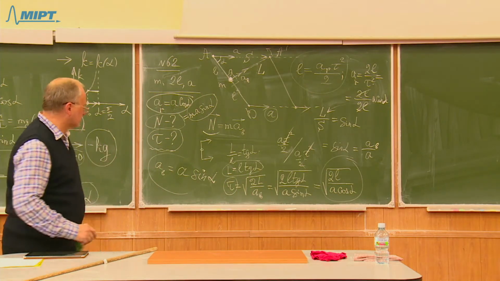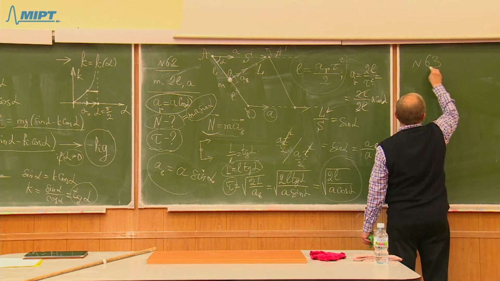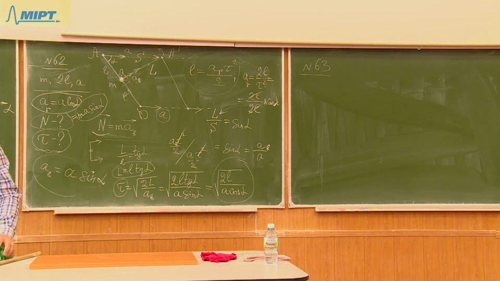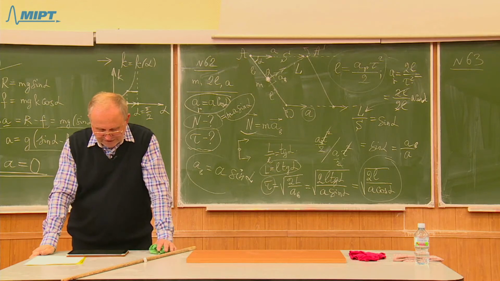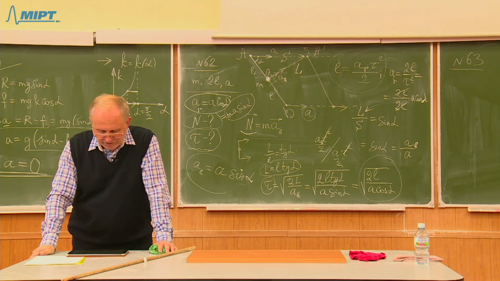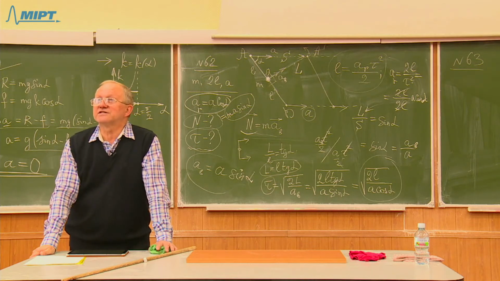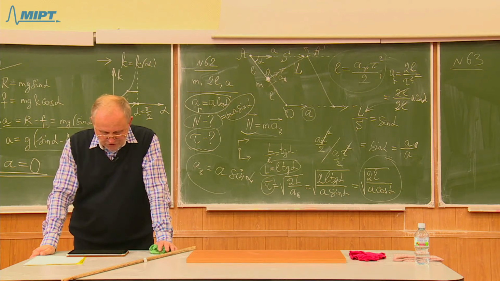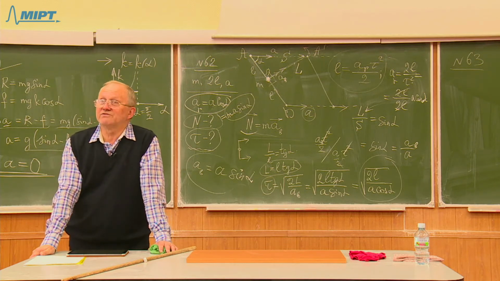Next problem. Number 63. It says, solve the previous problem, number 62, which we have just considered, assuming that the moving bead is acted upon by a friction force. Now we have to take into account some friction between the bead and the rod. The coefficient of friction between the bead and the rod is k. Disregard the force of gravity.